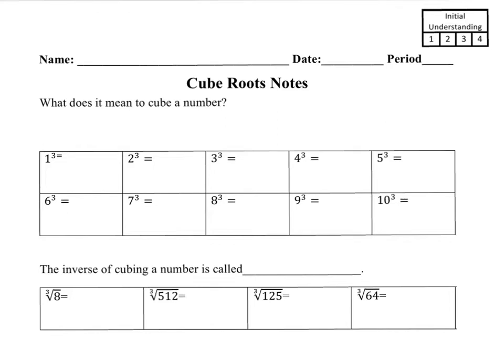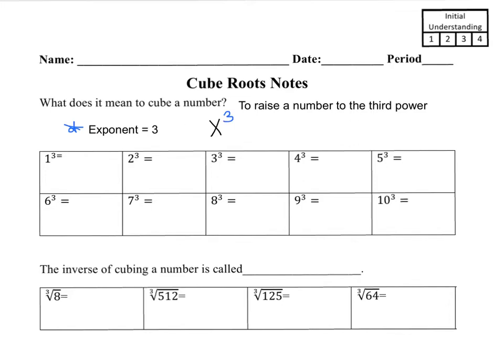Today we're going to learn about cube roots. So what does it mean to cube a number? When we're cubing a number, we're raising a number to the third power. That means the exponent is always going to be equal to 3. For example, if I have a variable like x and I'm going to cube it, my exponent is going to be 3, so x to the third power.